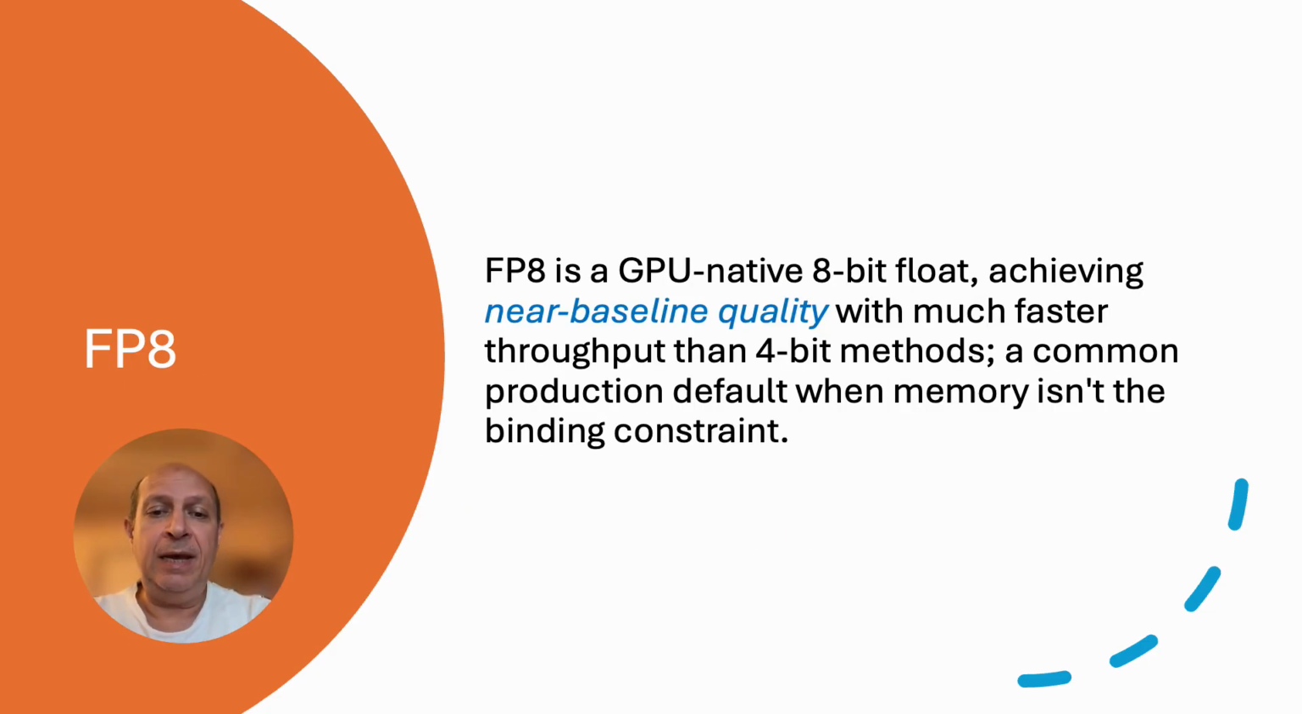FP8, or floating point 8. This is a GPU-native 8-bit floating point number, achieving near-baseline quality with much faster throughput than the 4-bit methods. FP8 is a common production default when memory is not a problem, where file size is not an issue.